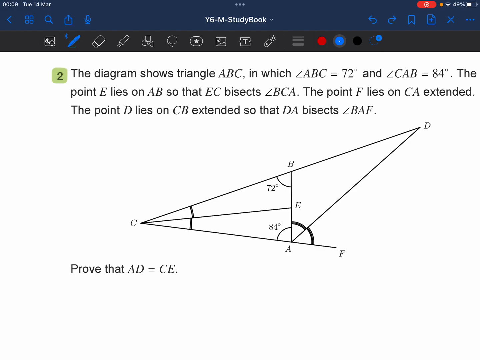So we want to show that AD is equal to CE. That means the line from A to D is equal to C to E, this line here. So our goal is to show that these two lines have the same length. So let's see.